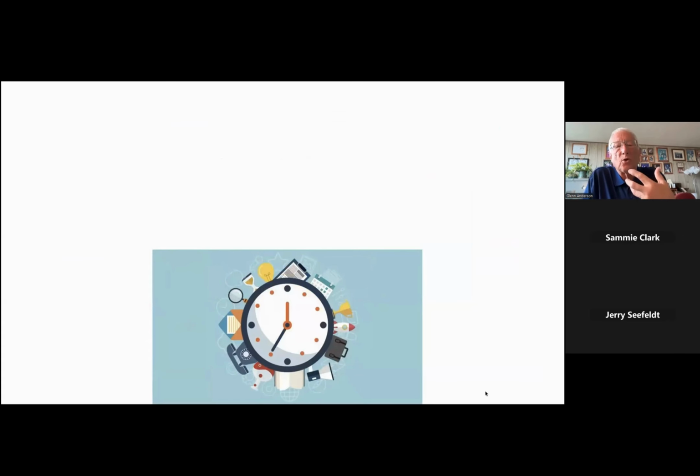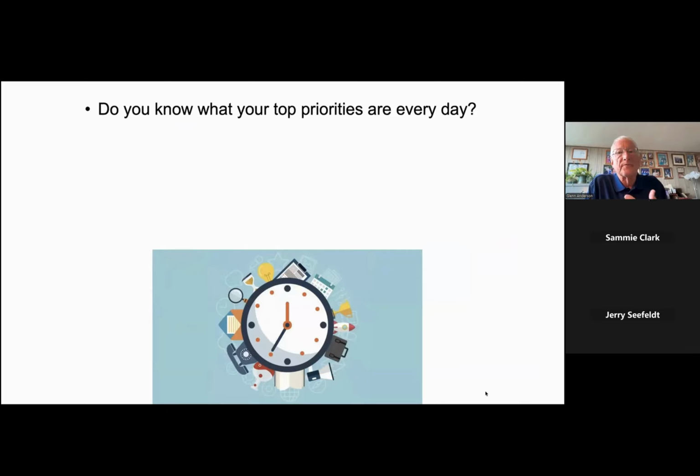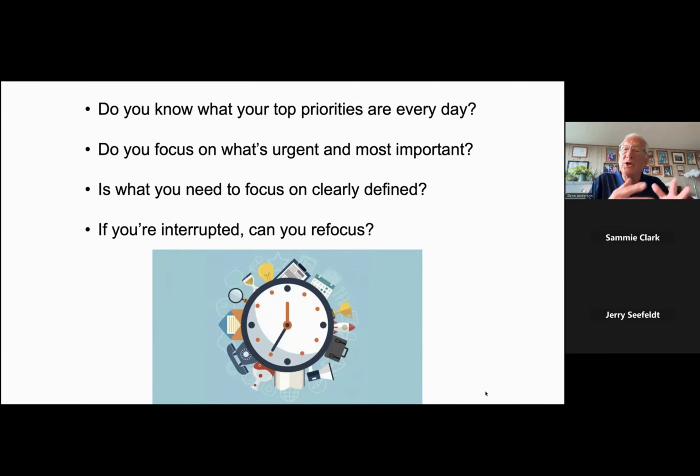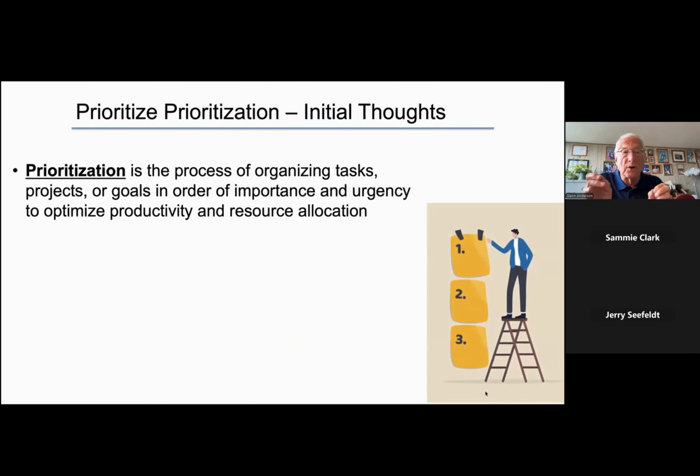So, here are some questions that you need to consider. Do you know what your top priorities are every day? Do you focus on what's urgent and what's important? Can you use the Eisenhower matrix as I showed you a couple minutes ago? Is what you need to focus on clearly defined? If you're interrupted, then can you go back and refocus on what's important? So if you look at these four questions and you say no, or I'm not sure, or I don't know, then I think you need to discover what it means to prioritize prioritization.